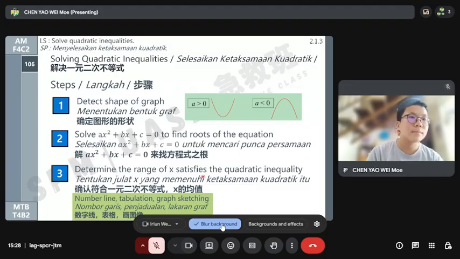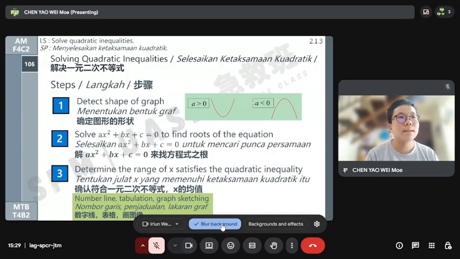Okay, we can use these three methods to determine the range, because in equation form, okay, we can just state the answer. But in inequalities, because it is not equal, it can be more than or less than, so we can determine a range. You can use number line, tabulation, or graph sketching.